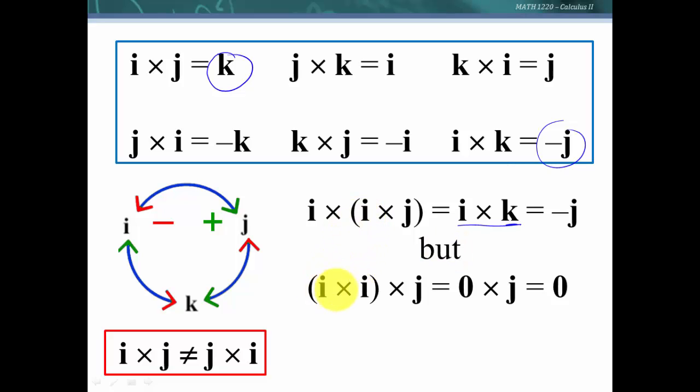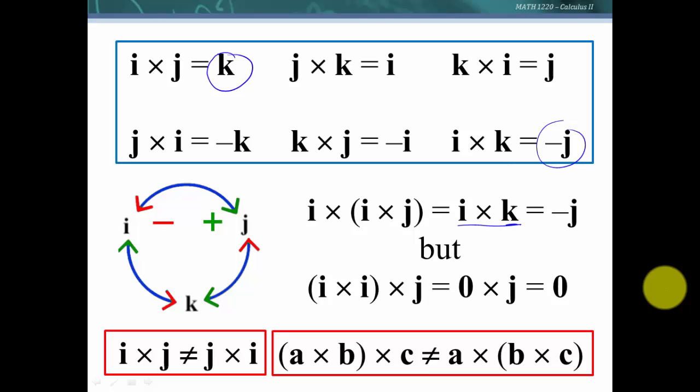But if we did i cross i first, that's 0, and 0 cross j would be 0. So it is not associative. The cross product across 3 vectors is not associative.